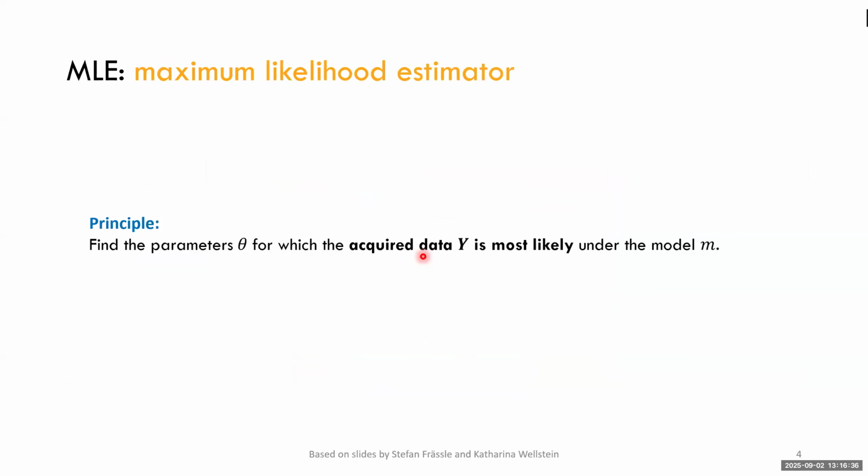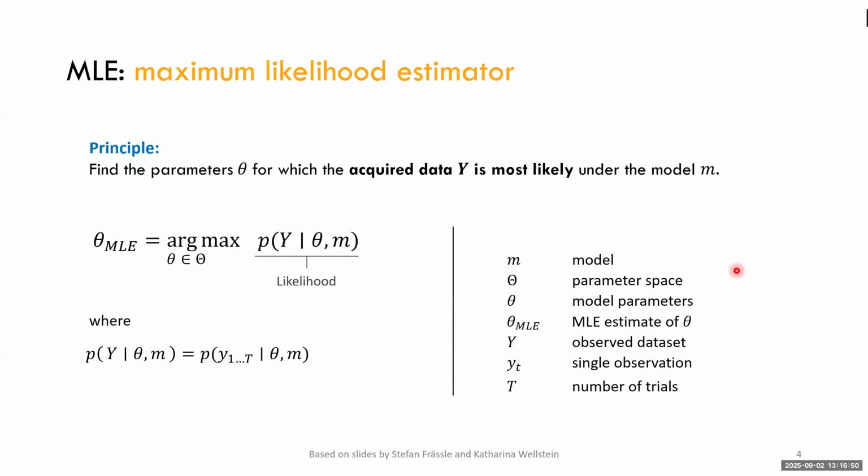So what is our principle? What are we trying to get at? What we're trying to do is find the parameters theta for which the acquired data y is most likely under the model M. And to put this into slightly more mathematical terms, we can look at it this way. I'll just walk you through all of these symbols here at first. So M is our model. Capital theta here is the parameter space. Small theta here are the model parameters that come from this parameter space. Theta MLE is the MLE estimate of our model parameters. So this is what we're trying to get at.